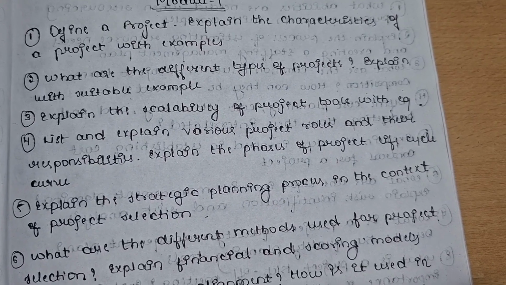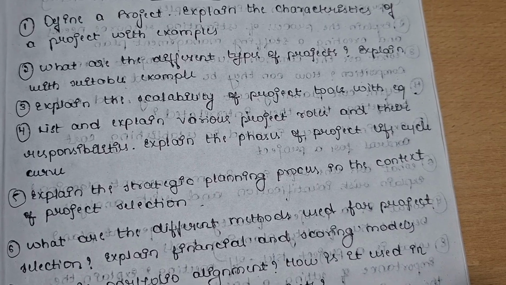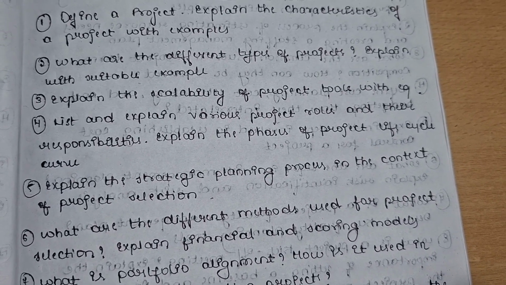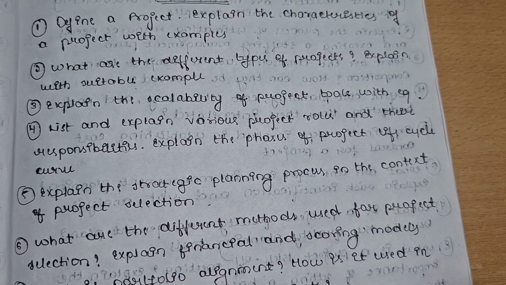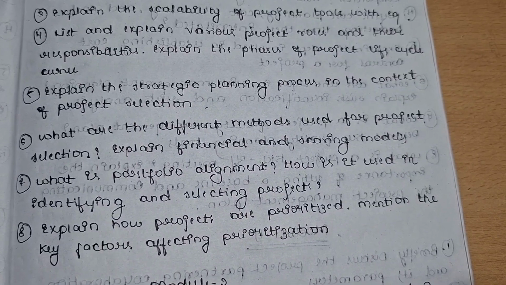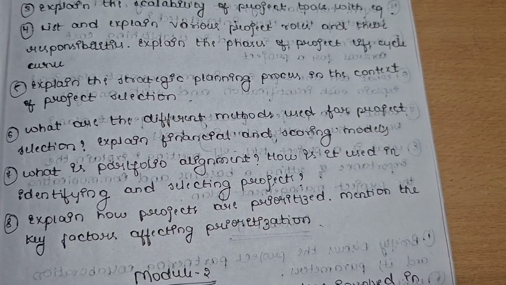List and explain various project roles and their responsibilities. Explain the phases of the project life cycle curve. Explain the strategic planning process in the context of project selection. What are the different methods used for project selection? Explain financial and scoring models.